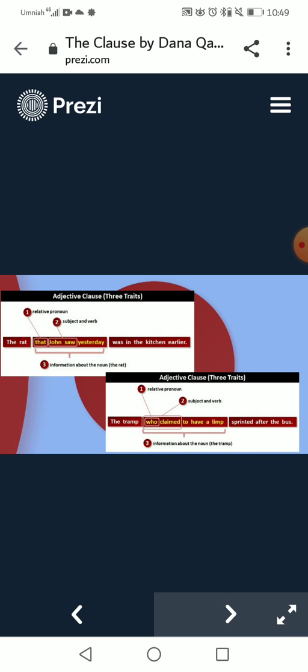Let's see some examples. The first one here, "The rat that John saw yesterday was in the kitchen earlier." Now, "that John saw yesterday," we have three traits to know if this is an adjective clause. First, the relative pronoun, and we have it here, the word "that." "John" is the subject, and "saw" is the verb. So the whole phrase "that John saw yesterday" is information about the noun, the rat. So "that John saw yesterday" is an adjective clause describing the rat, which is the noun.